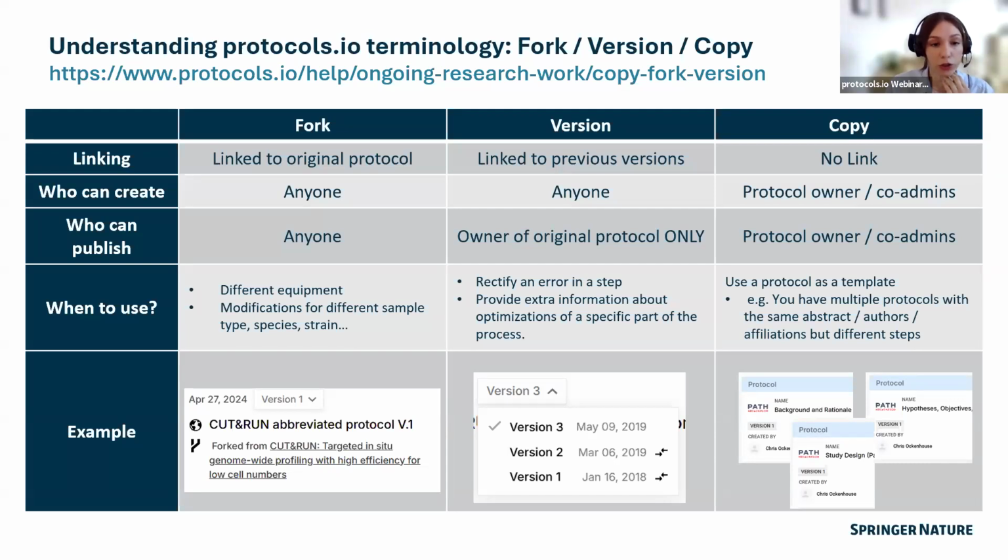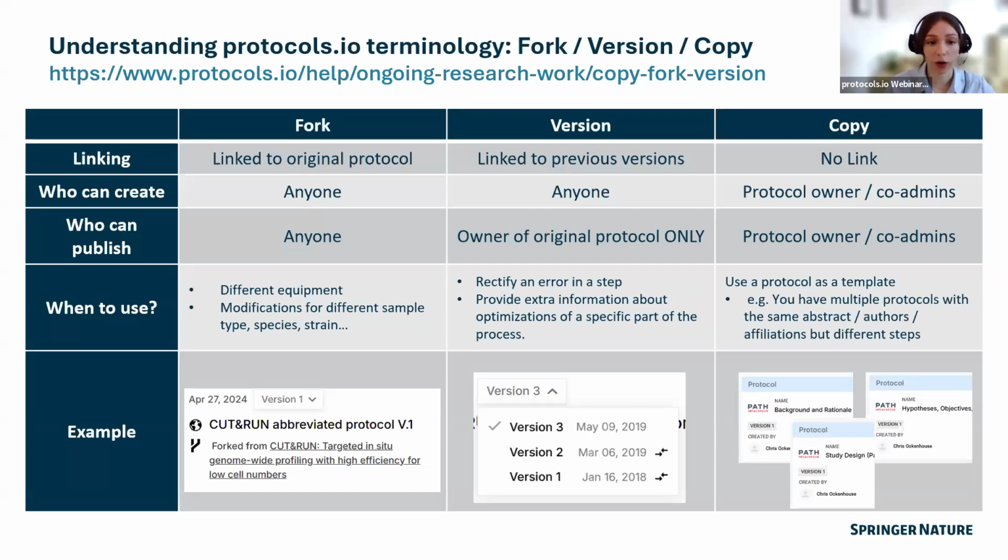Then there is a new version. The new versions are always linked to the previous versions. Anyone can create new versions, but only the owner of the original protocol can actually publish a new version. So for example, if you find a published protocol in the platform, you can create your own private version. But if you wanted that to be a new version of the original author's published protocol, you would need to correspond with them and see if they wanted that to be a new version.